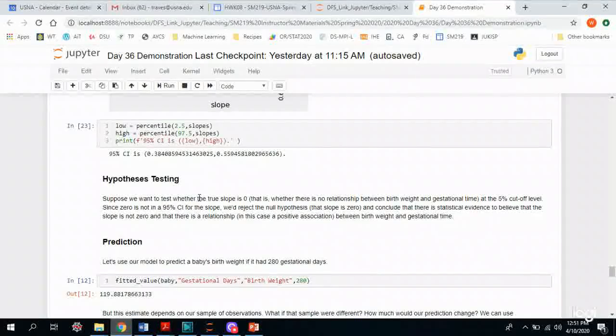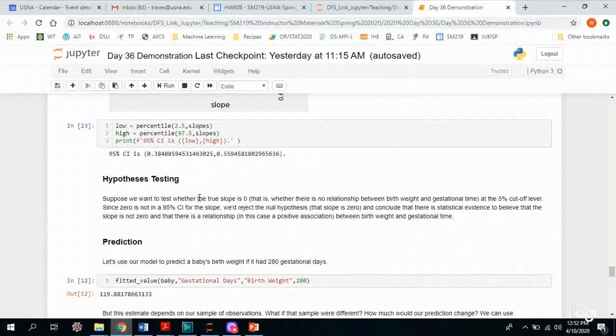Remember this example, we were working with the baby weights, and we were predicting baby weight based on the number of gestational days. And what we found was a 95% confidence interval for the slope of the regression line, indicating that we had a slope between 0.384 and 0.559. Now, if we wanted to test the claim that the slope is 0, what we would do is look at a certain cutoff level.